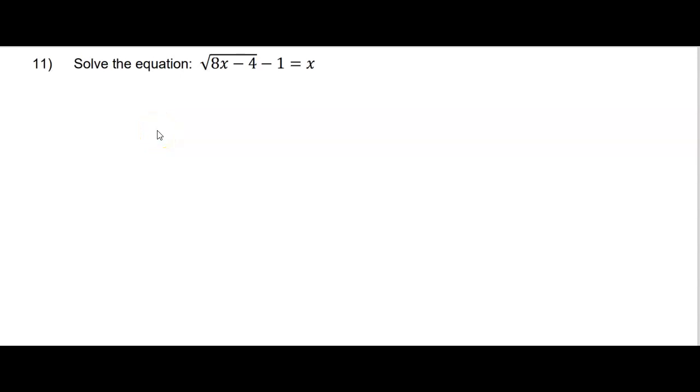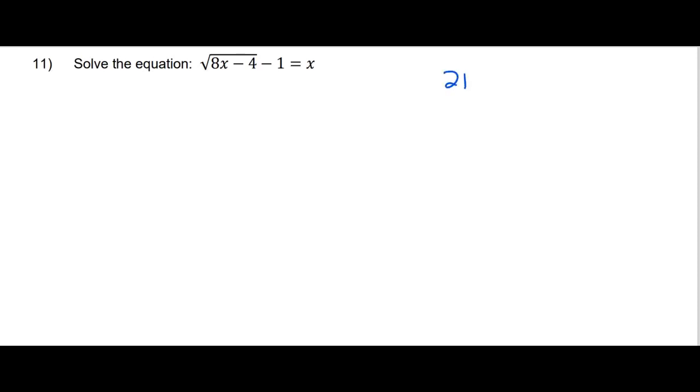Solve the equation: the square root of the quantity 8x minus 4, minus 1, equals x. Now, square roots have domain issues, which means we're going to have to check our answers for extraneous solutions. First off, we cannot square terms.